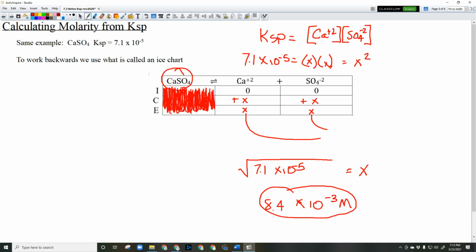All right, so that's it for the Ksp examples and the ICE charts that I'm going to show you for now. In class, we're going to look at when this is not a 1 to 1 to 1, because we can have a 1 to 2 to 1, or a 1 to 2, or a 2 to 3 ratio. That gives us different values of X here. We'll look at those more complicated ones during class, but for this example, we're just going to use a 1 to 1 to 1.